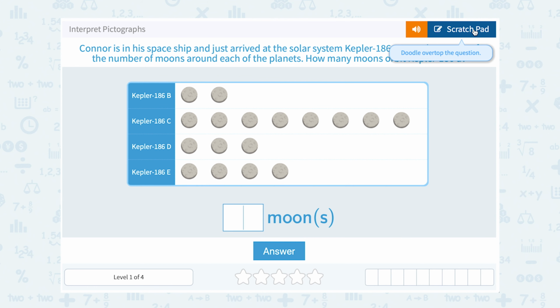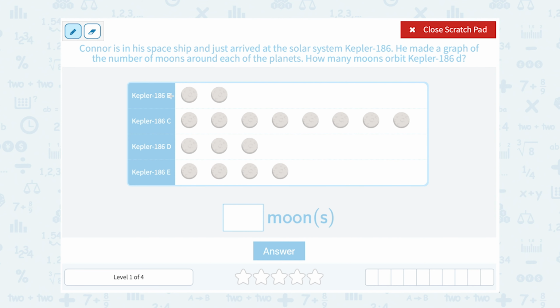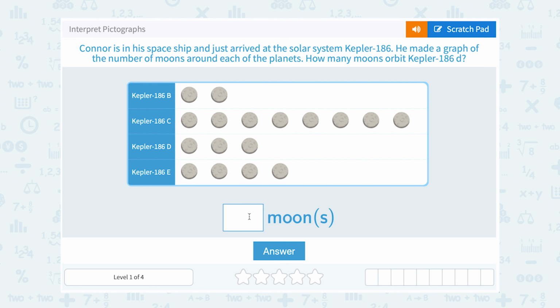Okay, well notice he has B, C, D, and E. Since we're talking about D, we're going to look at this row in his table. Now our assumption is each picture of a moon is equal to one moon. If it was equal to anything other than one, they would have to give us a key to show us that. So we can go to the row that says D and count 1, 2, 3 moons. So there must be 3 moons orbiting Kepler-186d.